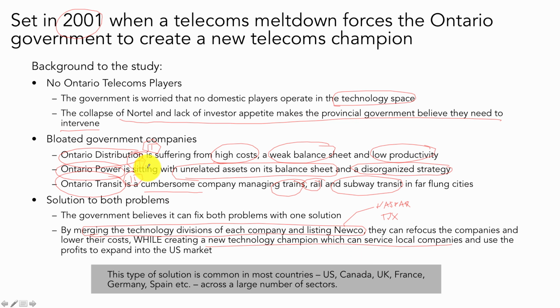And the thinking here is that if the IT division of Ontario Distribution is spun off into a separate company, Ontario Distribution would still hire them to do the work. So this new company, Newco as such, has a fixed client base, at least for the short term.